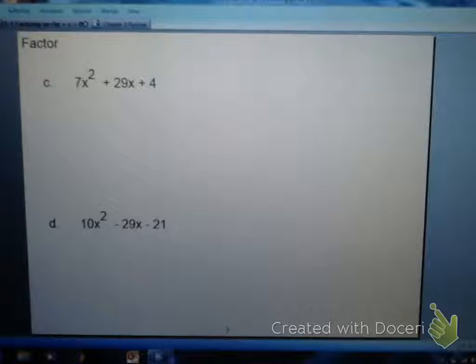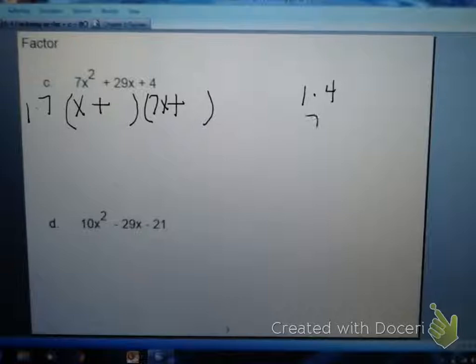Example C, make my two binomials. Last sign is positive, so that means they're both going to be the first sign. Factors of 7. 1 times 7. So I'm going to split that to 1x and 7x. Now the factors of 4, 1 times 4 and 2 times 2. Now when you list your factors and you have more than one set of factors, start at the bottom and work your way up. Very rarely is it the 1 and the factor itself.